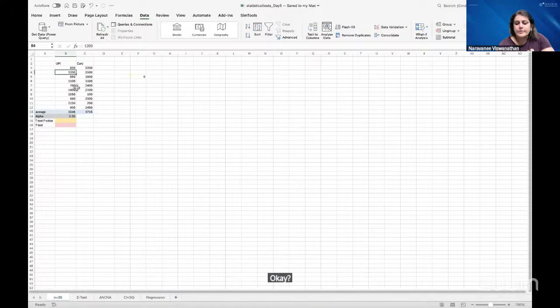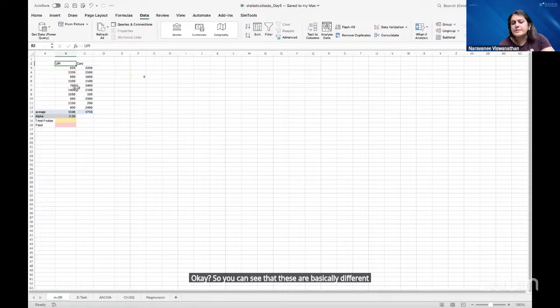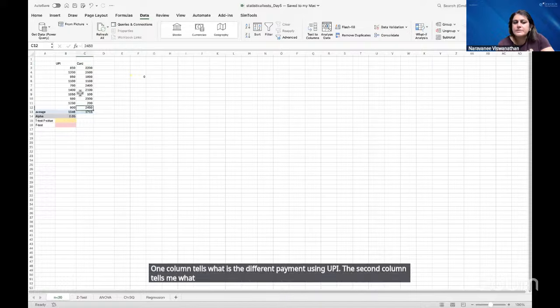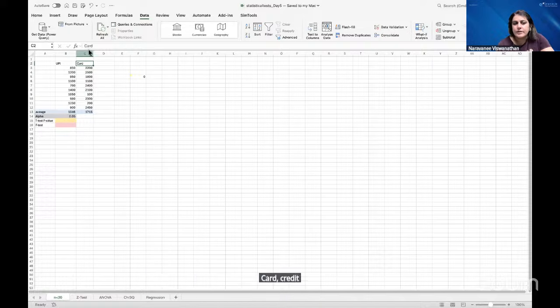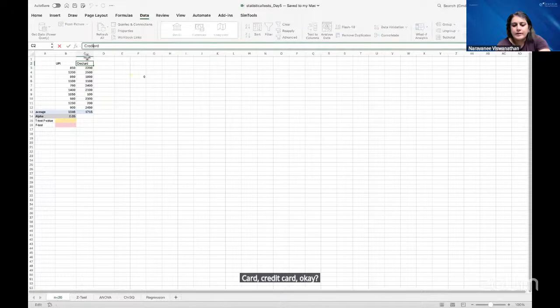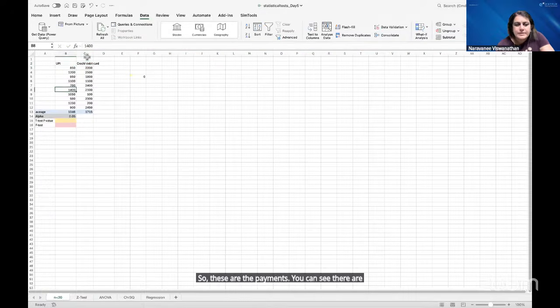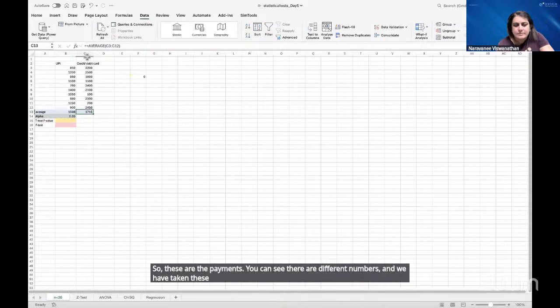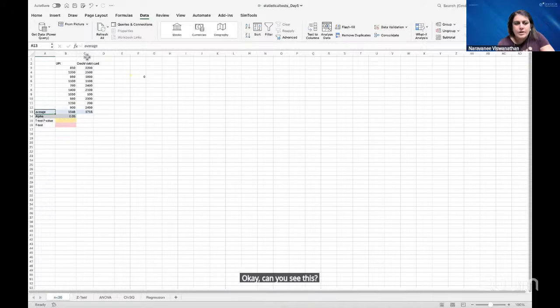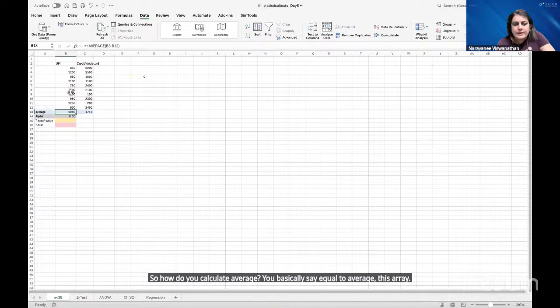So here you can see, let's go to the first sheet. These are basically different payments. One column tells what are the payments using UPI. The second column tells me what are the payments using card, credit or debit card. So these are the payments. You can see there are different numbers and we have taken these averages. Can you see this? So how do you calculate average? You basically say equal to average of this array, and you say this is the average of this array.